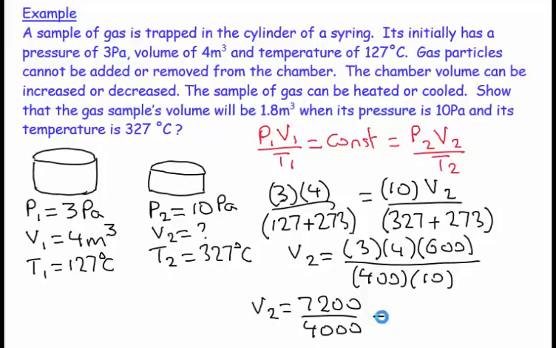4,000, which equals, lots of zeros cancelling. 4 goes into 7 once. 4 goes into 32 8 times. That's going to be cubic meters. And so there we have it. We have our volume would be 1.8 cubic meters.